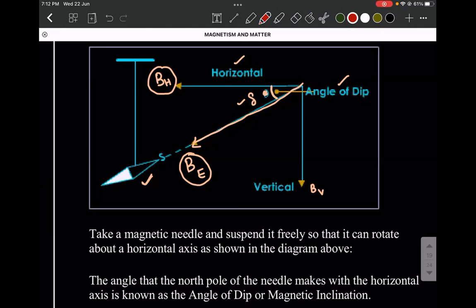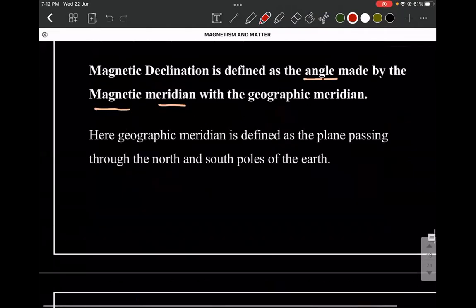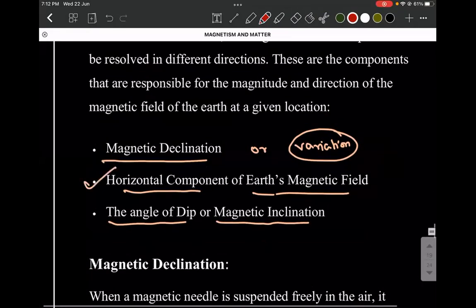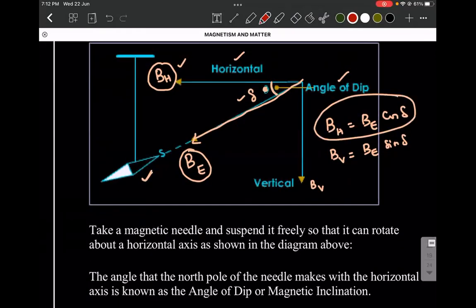Now, this B can be resolved into two components, BH and BV. H stands for horizontal, V stands for vertical. BH I can write as BE cos delta, and BV I can write as BE sin delta. The horizontal component of the Earth's magnetic field is BE cos delta. Then, if I want to find it, tan delta will be equal to BV divided by BH.